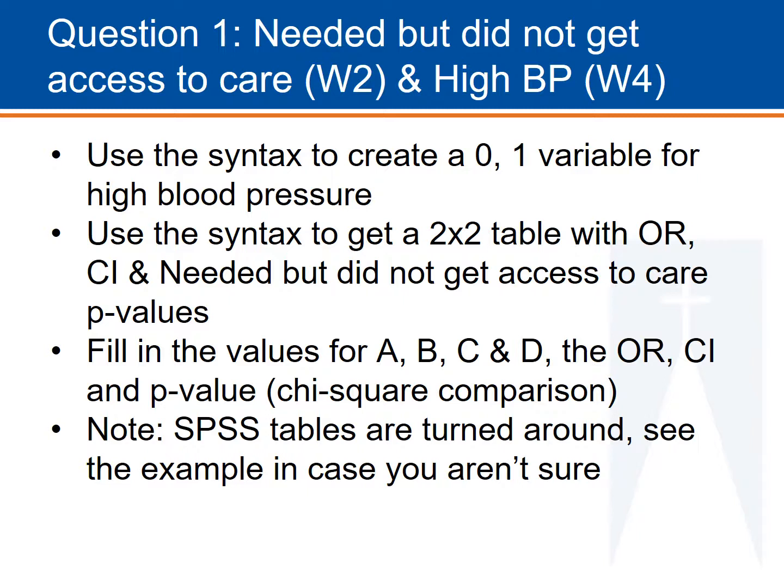Use the syntax within the assignment to create the binary variable and to get a 2x2 table with the odds ratio and confidence interval to test the association. Fill in the values for A, B, C, D, the odds ratio and confidence interval, as well as the p-values. Be careful that you don't mix up the numbers.